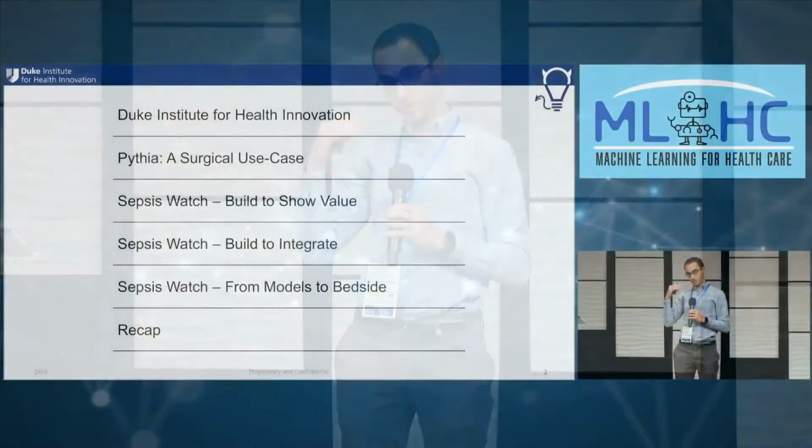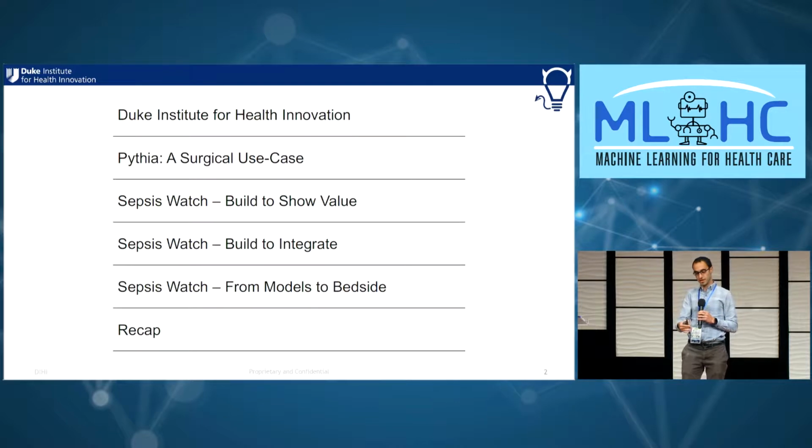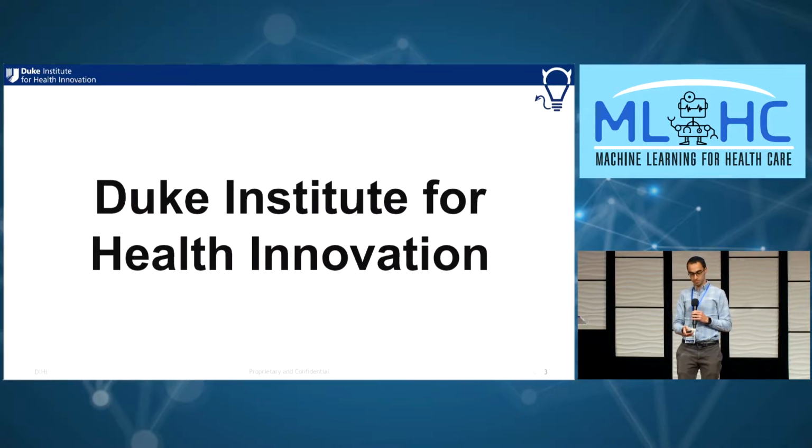So thank you to Catherine for letting us take some of this time and walk you through how we've built an ecosystem for integrating machine learning into healthcare at Duke. I'm going to give you a quick overview of our team. We're going to talk about some principles that we use: build to show value, build to integrate, and then from models to bedside, build to scale. We're going to talk about use cases in surgery and then go deep into Sepsis Watch, which is our application name.